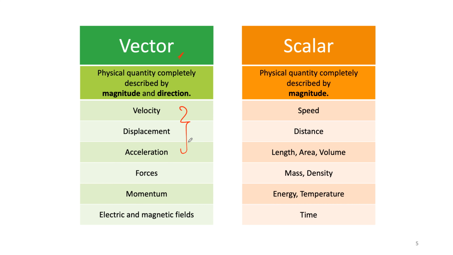All of these three are involved in motion of an object. Other examples include force, momentum, electric and magnetic fields. Some of these quantities, you might not know what it is, but these are physical quantities that you can learn later on in other physics course.